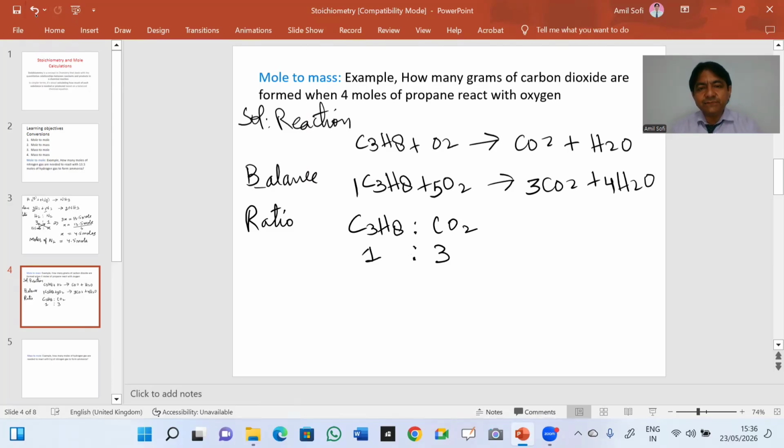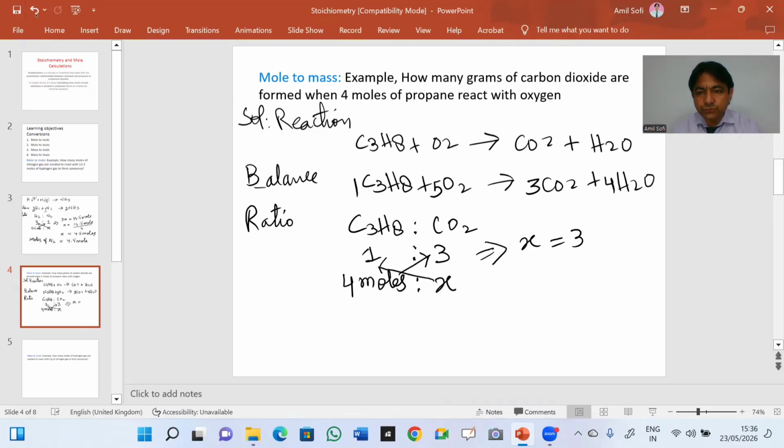Now what is the next step? The next step is what is given. The moles of propane are 4 moles. So I will write here 4 moles. So propane is 4 moles. And for carbon dioxide, we don't know how many moles there are. So instead I will write a variable X. Now I will cross multiply it just like I did before. X into 1, that would be X. 3 into 4 moles.